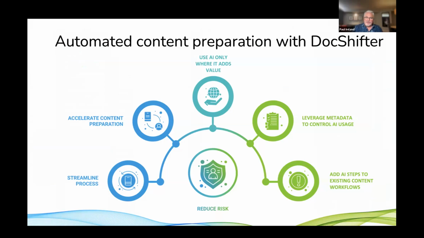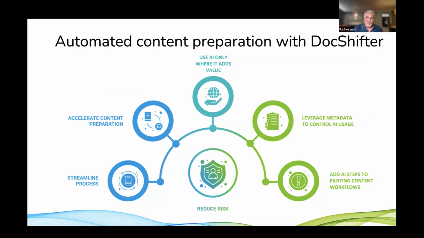And really what we're looking at doing is only using AI where it adds value. So we're not using AI from end to end. We're using it as a step within an existing automated flow process. We leverage the metadata that you may have in your document management systems to control the usage of AI: when AI should take place, and some of the parameters for the function you want to perform with AI. And ultimately, we just add it as a step in an existing content workflow.